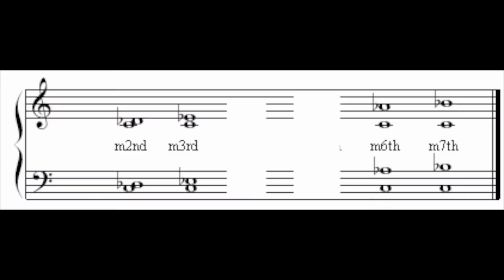To make these minor, all we have to do is lower them by a semitone. D flat, E flat, A flat and B flat would become the minor second, the minor third, the minor sixth and the minor seventh. All of these intervals, perfect, major and minor, can also be augmented and diminished. To augment something means that we just make it bigger, and we do this by making the interval larger by a semitone. In the same way, to diminish something means to make it smaller. So we do this by making the interval smaller by a semitone.